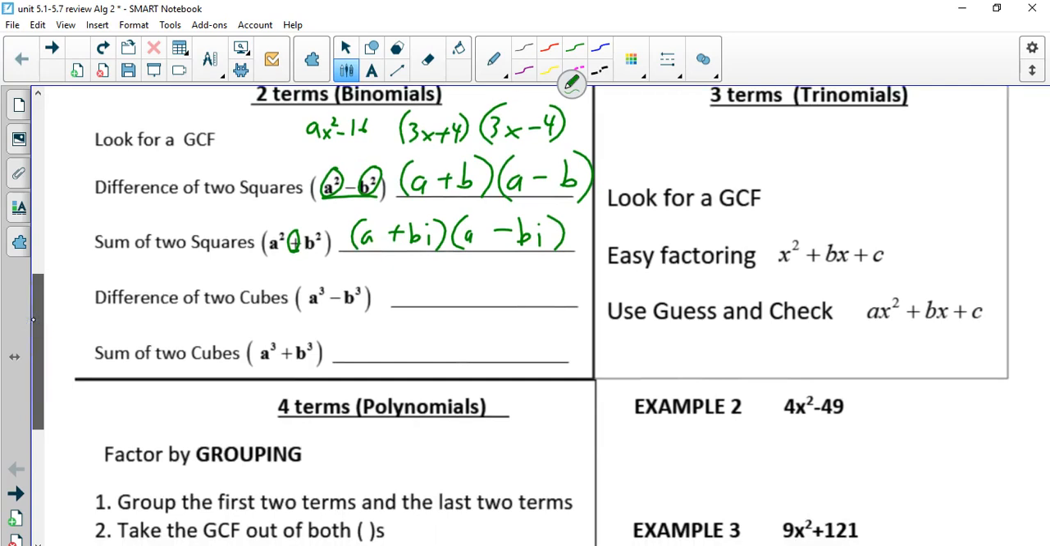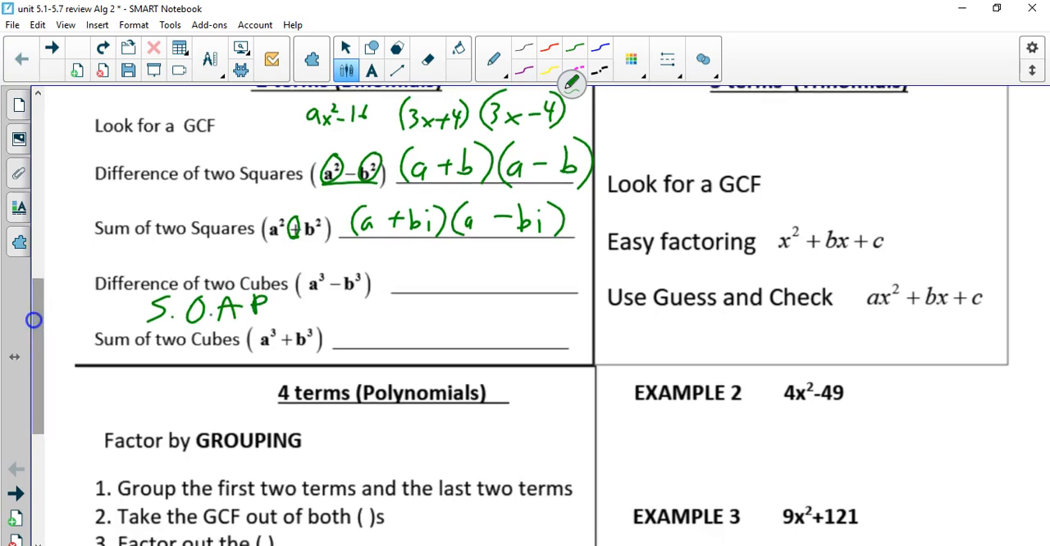Okay. So for sum and difference of cubes, remember we need to think about SOAP. Same, opposite, always positive. So you're going to start off by taking the cube root of the first term and the cube root of the second term. Okay, so if this was 8x cubed minus 27, okay, the cube root of 8 is 2. The cube root of x cubed is x, and the cube root of 27 is 3.